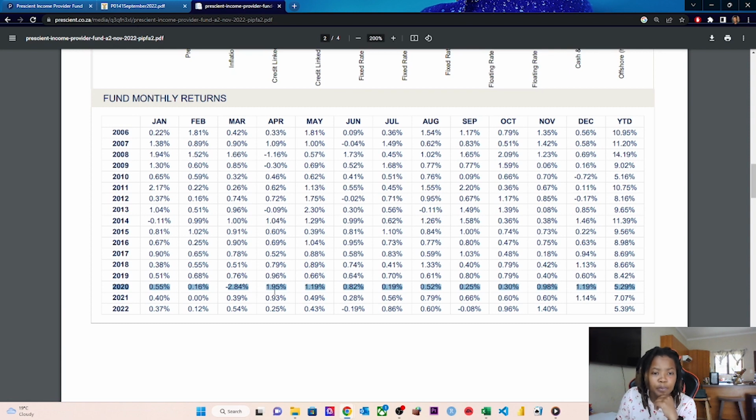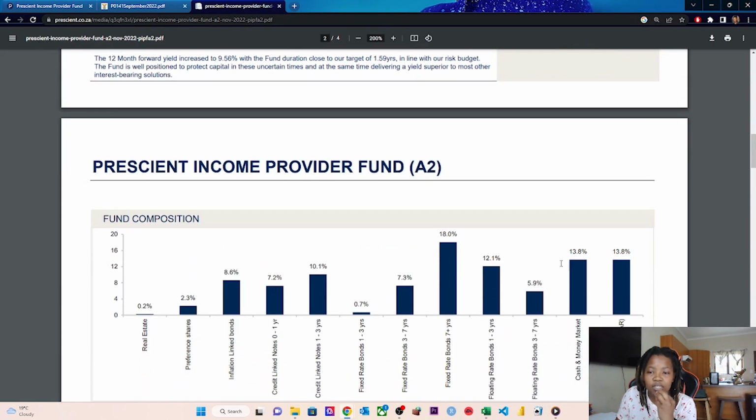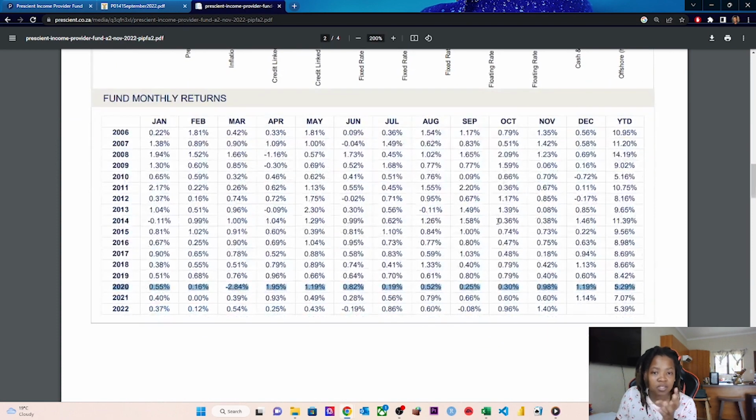They recovered in April because they have a short duration. They were able to let go of all of the troublesome holdings, and they were able to go back to possibly increasing their cash and money market holdings because of the uncertainty. Cash was king, as is always the case, in times of distress. And then they did 5.29% at the end of the year, which actually isn't too bad.